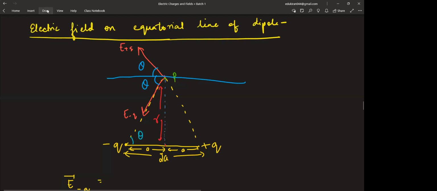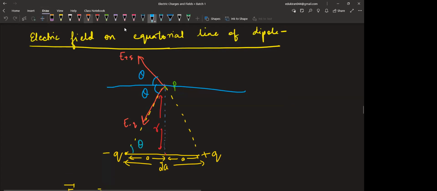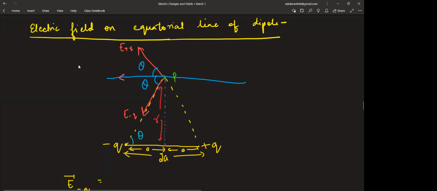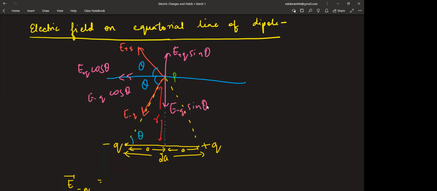Now what we have to do? We have to resolve the vectors. Let's resolve these vectors. This way, this is E plus Q cos theta, perpendicular, it is E plus Q sine theta. E minus Q, this is E minus Q cos theta. Perpendicular, it is E minus Q sine theta. Right? Now look, class.